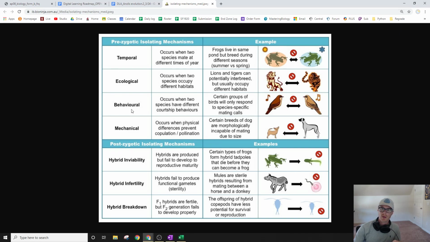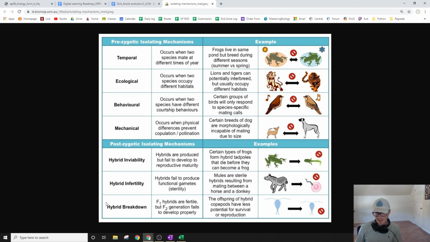So these mechanisms up top are just going to prevent members of different species from ever attempting to mate in the first place. But every now and then you have members of different species who come together and they mate. And if they do, we would still consider them members of separate species if the post-zygotic isolating mechanisms affected the offspring. And so that just means that if the offspring is infertile, then the parents are still members of different species.